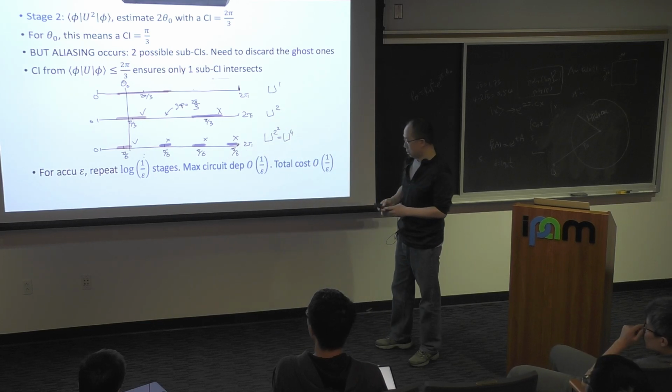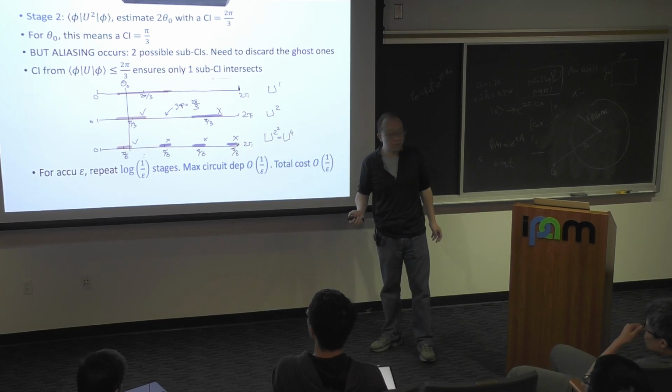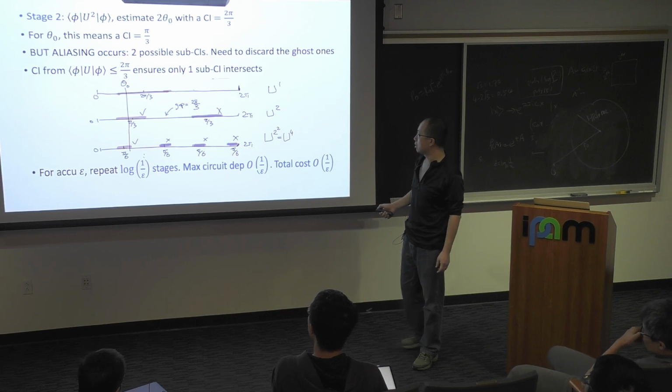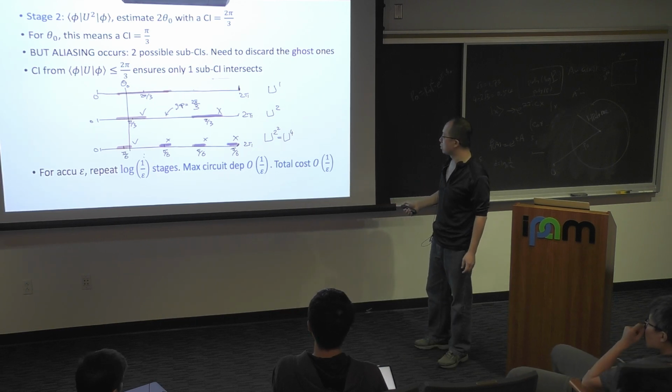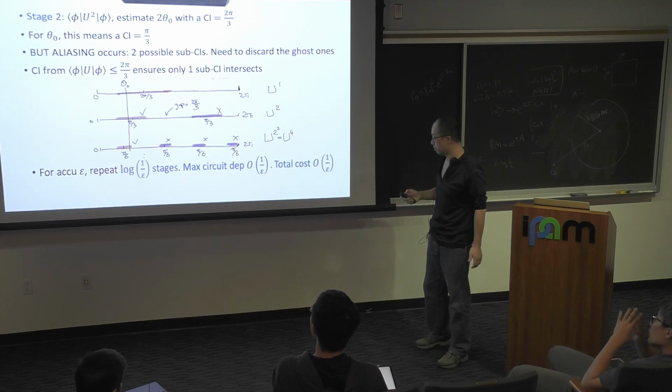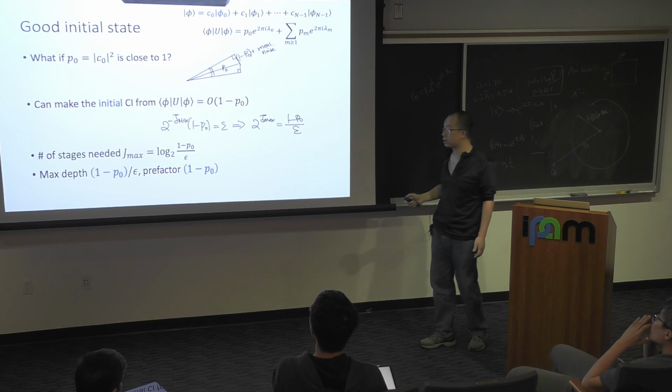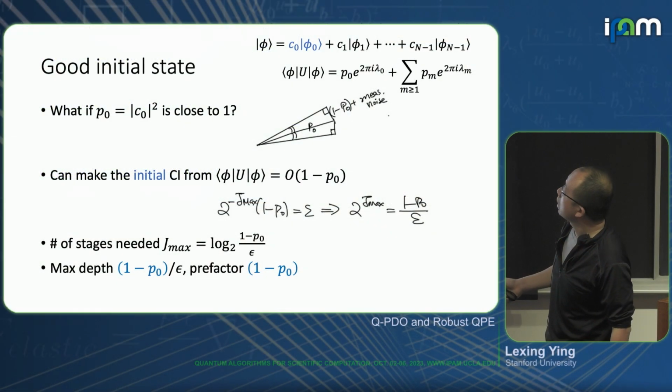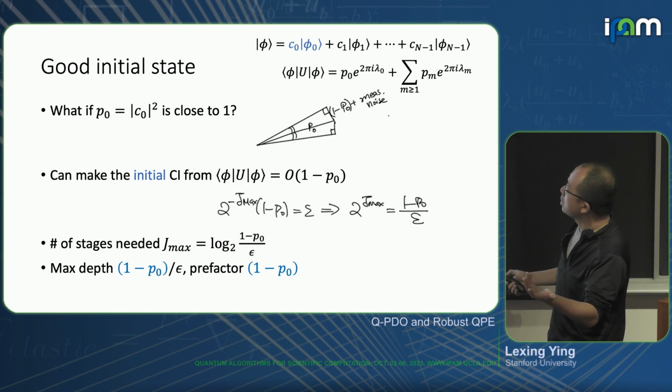Okay. So this algorithm repeats with log 1 over epsilon stages, and the max circuit depth is O(1/epsilon), and the total cost is O(1/epsilon). Okay, so I'll go quickly. Now, what if we have a good initial state?